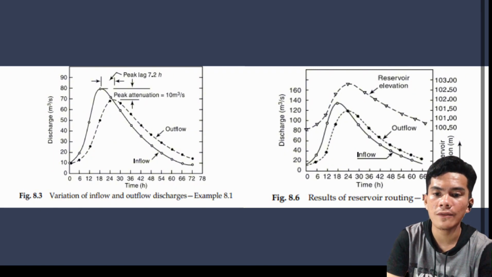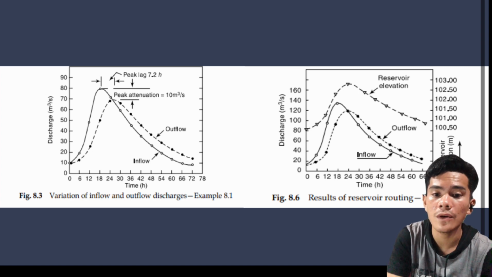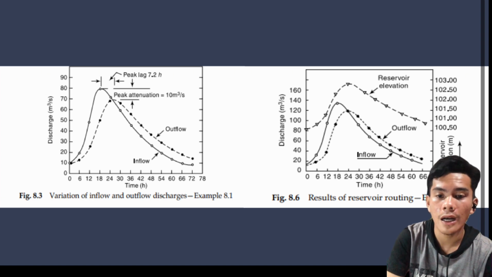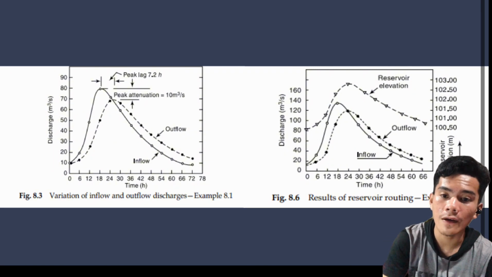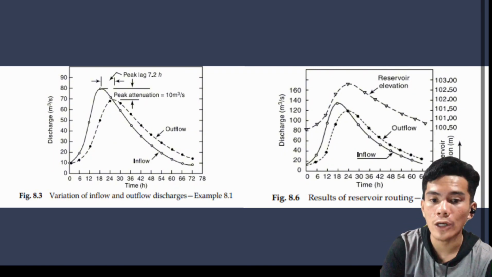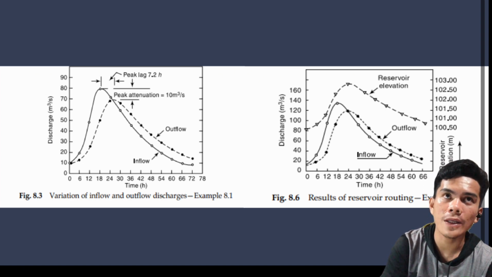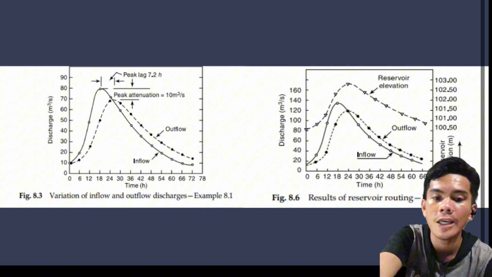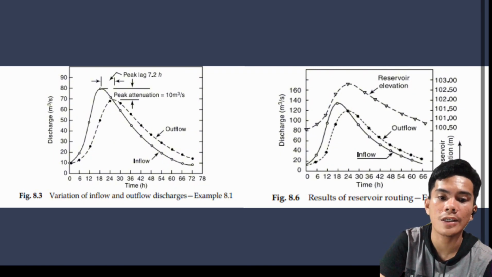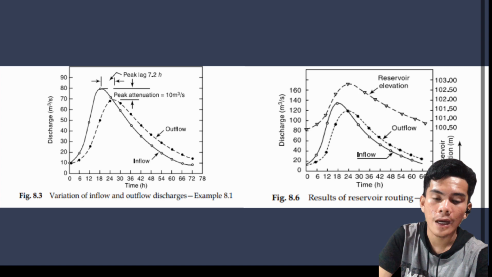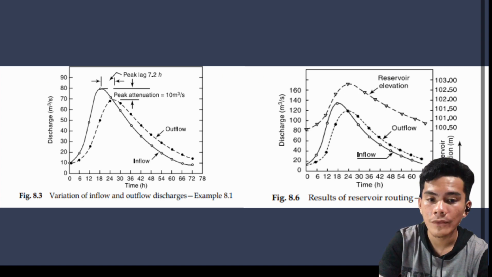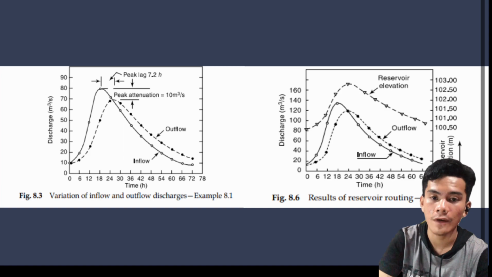The first figure is the variation of inflow and outflow discharge. As you can see, there are two graphs or hydrographs, where the upper one is the inflow graph and the other one is the outflow hydrograph. The peak difference between the inflow hydrograph and the outflow hydrograph is what we call attenuation. On the other hand, figure 8.6 shows the result of the reservoir routing. Above the outflow and the inflow hydrograph, it shows the reservoir elevation.